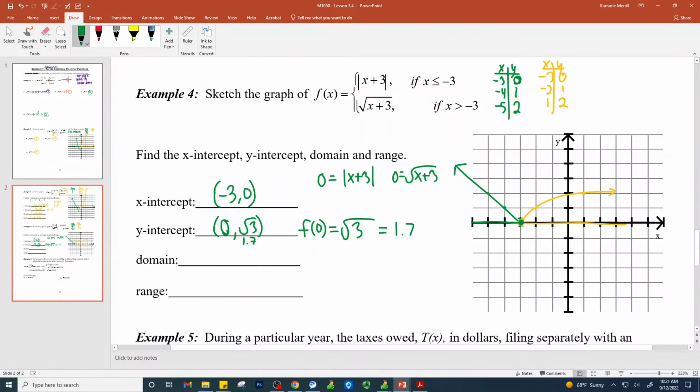Okay? Domain? Maybe it's a -2. Okay, so all reals. And range? 0 with the bracket. Closed bracket 0 to infinity. You guys are awesome. Okay, I think we're good.